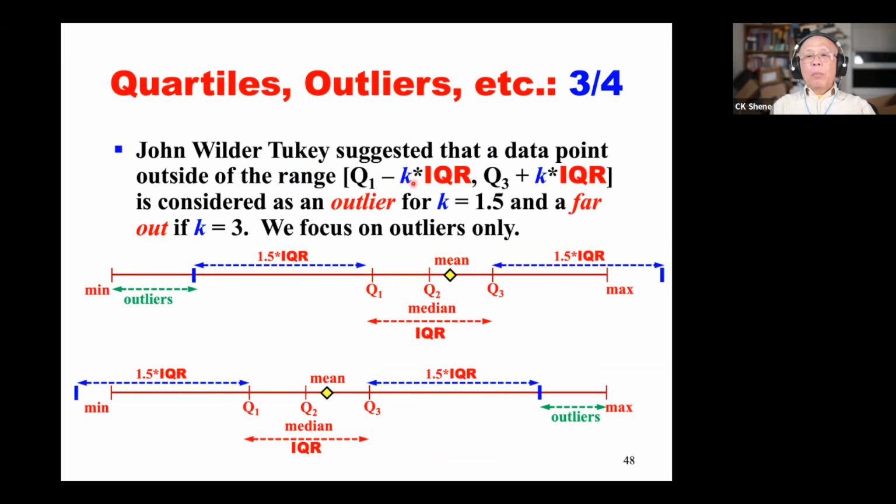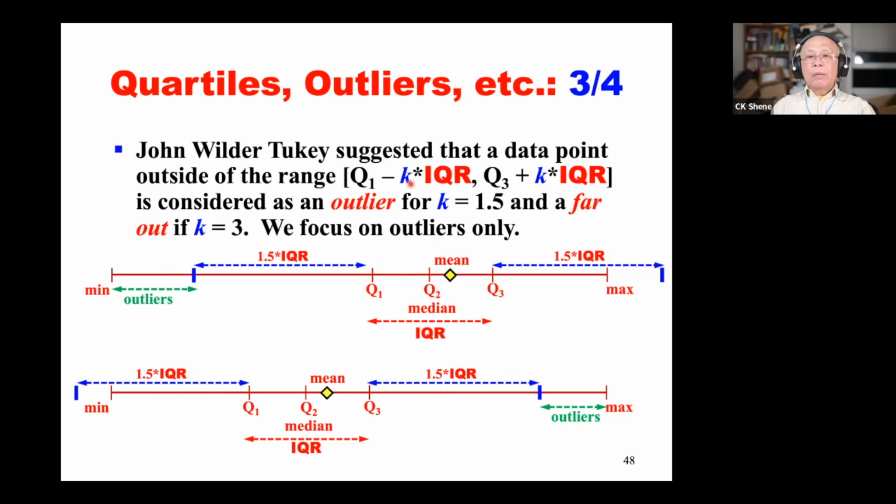we multiply the IQR by a value of K. So Q1 minus K times IQR and Q3 plus K times IQR. So we have a new range going from Q1 minus K times IQR to Q3 plus K times IQR. This range could be large or small, depending on the value of K.